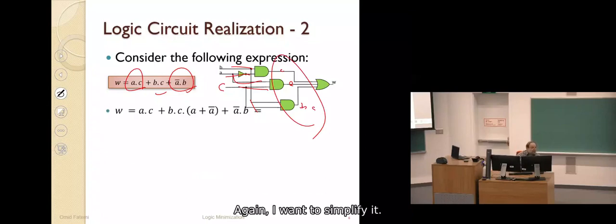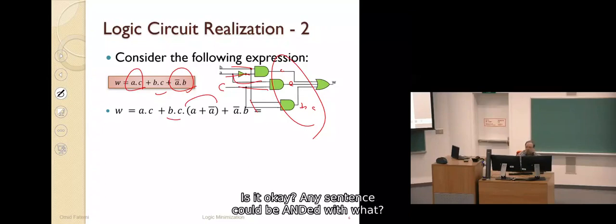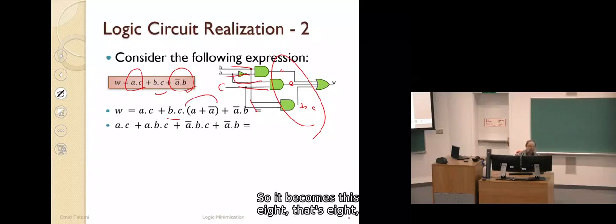Again, I want to simplify it. How could I do that? As I told you, we try to use intuition, ad hoc, so let's play with it and see what happens. What I do right now, I try to AND a 1 with this term, BC. Is it okay? Any term could be ANDed with 1. So this is 1, A plus A naught. So it becomes A dot AC plus ABC plus A naught BC plus A naught B.